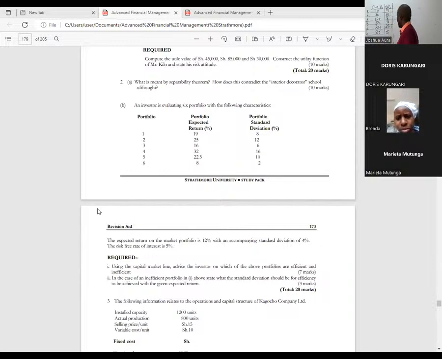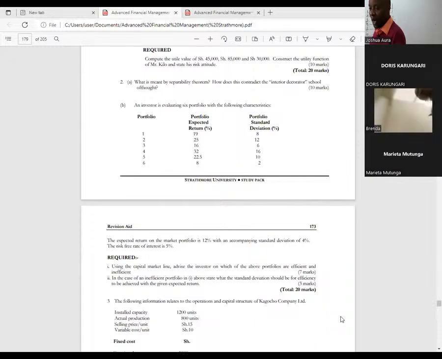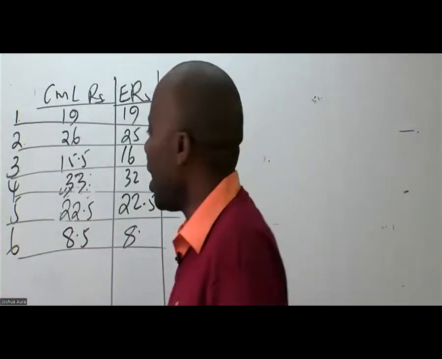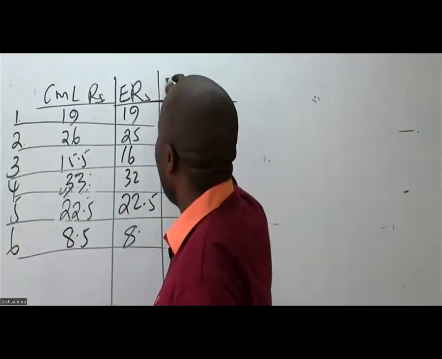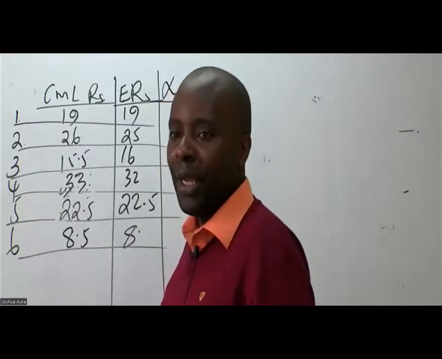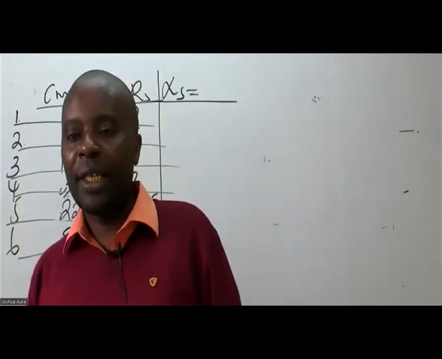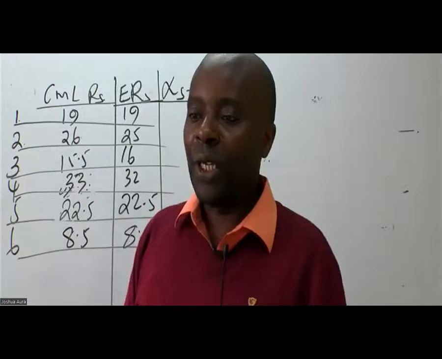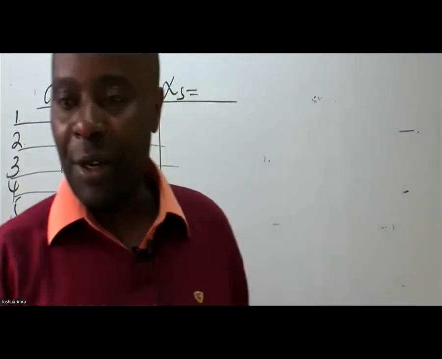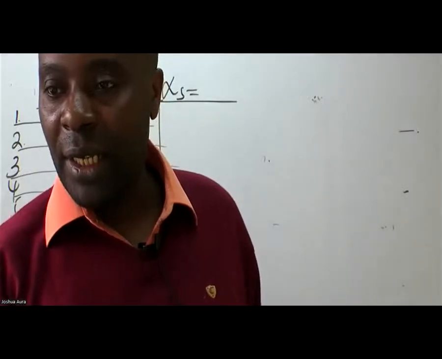Now, ladies and gentlemen, the moment I've got those 2 parameters, I now need to come and check the performance. So how do we check the performance? In this case, I would want to come here and calculate the Jensen's alpha values. Is there somebody who can remind us the formula of Jensen's?